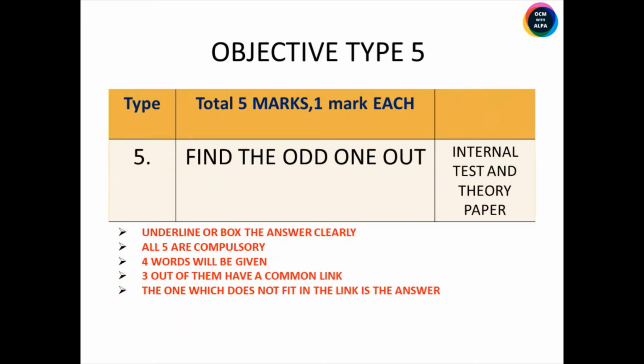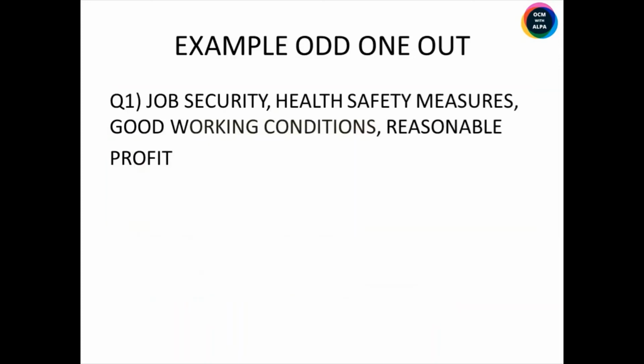Going to the 5th type of objective, that is find the odd one out. What we are expecting here, as you see in the box on the right, you have the same question, also important for your internal test. So there are good chances that this will be asked in the internal test, and lesser chances of it appearing in the theory paper. In any case, make sure that you underline or box the odd word clearly. You will be given 4 options, and 3 out of these have a common link between them. One of the 4 does not fit in the link, and that is your odd one out.